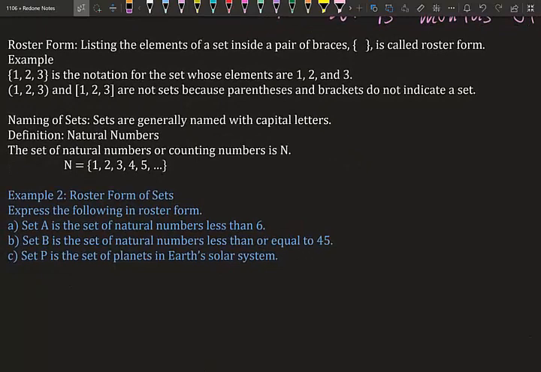Roster form is listing the elements of a set inside a pair of braces. Those little squigglies are called braces. So if you have braces 1, 2, 3, that's in roster form and the elements are 1, 2, 3. If you have parentheses or brackets 1, 2, 3, those aren't braces, so they're not a set. It doesn't represent a set. To represent a set, it needs to have the little squigglies, which are called braces.